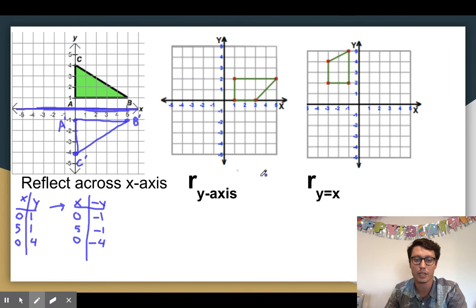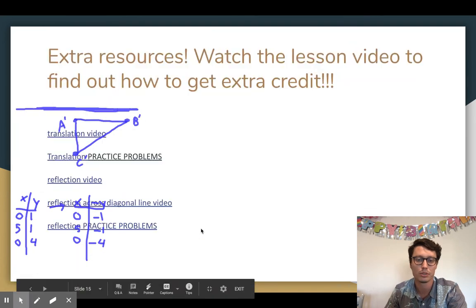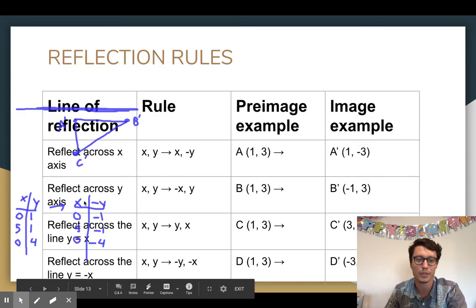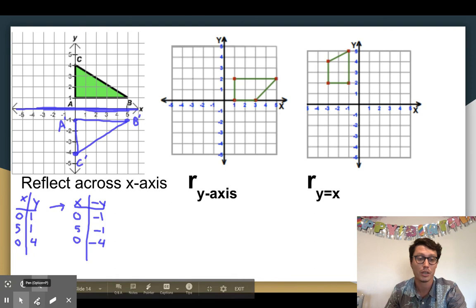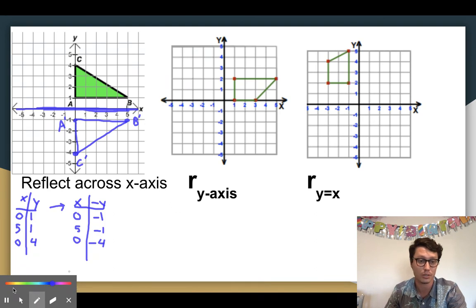Okay, now we're reflecting across the y-axis. So let's go back and check out our rules. Sorry, I got this. When we reflect across the y-axis, xy changes to -xy. So I'm going to make a t-chart again. I'll use a different color. Our original xy points are going to change to -xy.